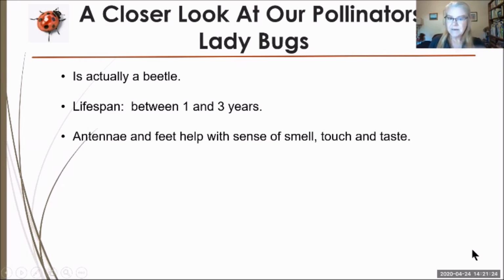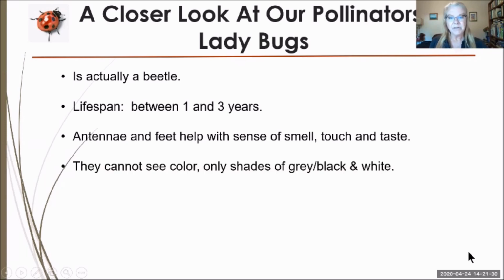The antenna and feet help with their sense of smell, touch, and taste, just like the butterflies. They can't see color at all. These guys only see shades of gray, black, and white. So they're really relying on their sense of smell.